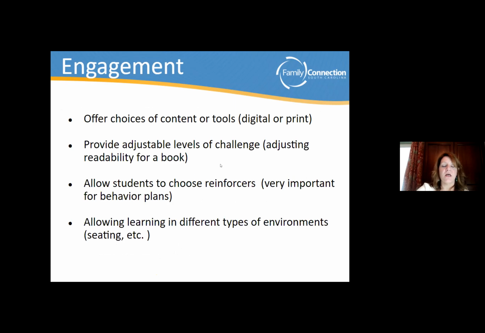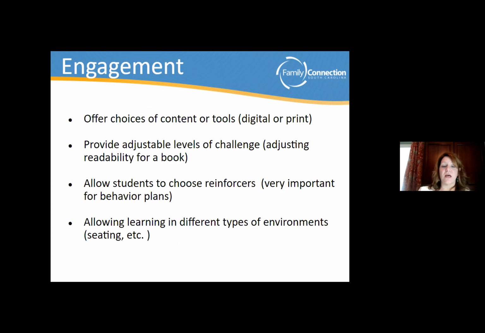In this area, we're offering choices of content or tools. We're providing adjustable levels of challenge. So an example of that is the readability of a book. What's the reading level? We want to encourage independent reading, so we want to make sure we're on the right level. We're not at the frustration level where a student would need assistance getting through that.